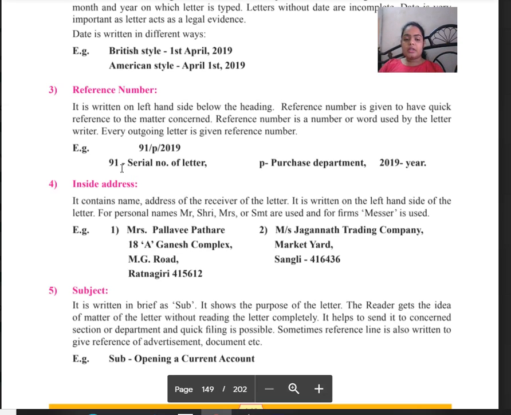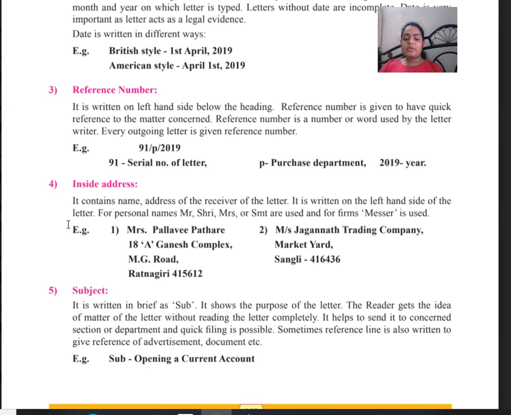So see, the serial number 91 is the serial number of the letter. Then P is the P department, that is purchase department, and year 2019. So in this way, the reference number is written, to show from where we have taken the concerned matter.